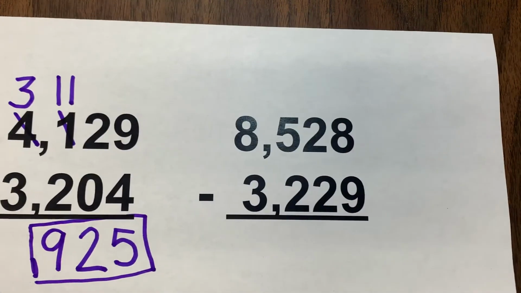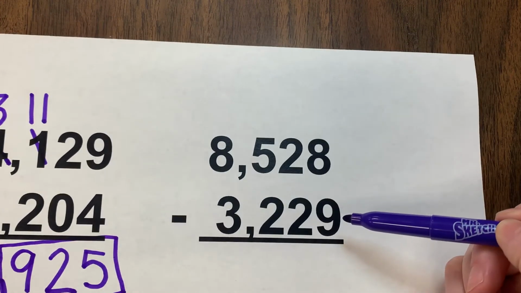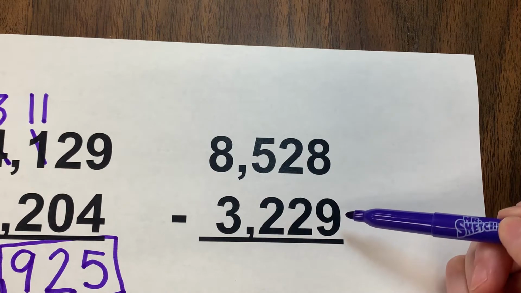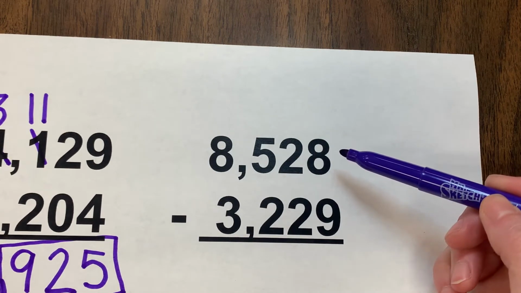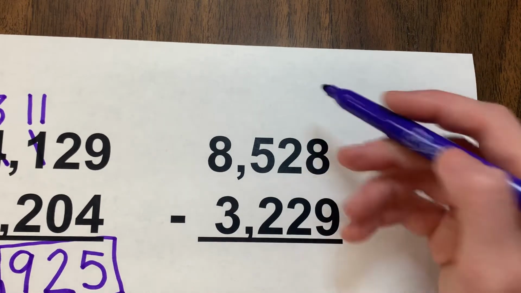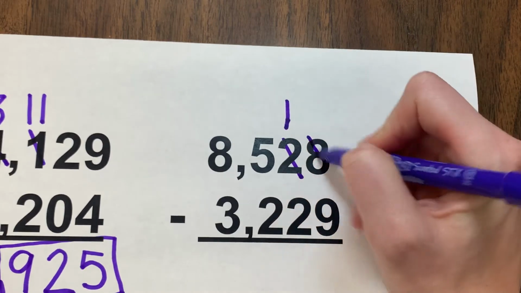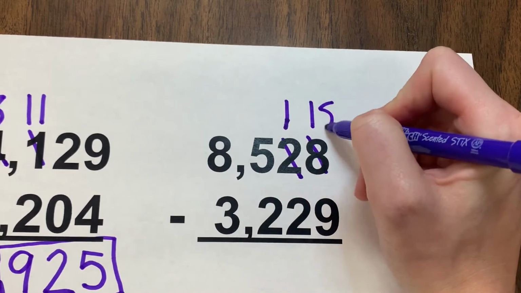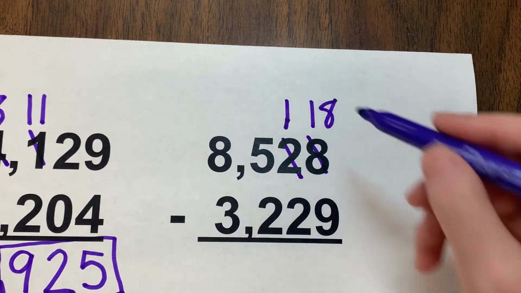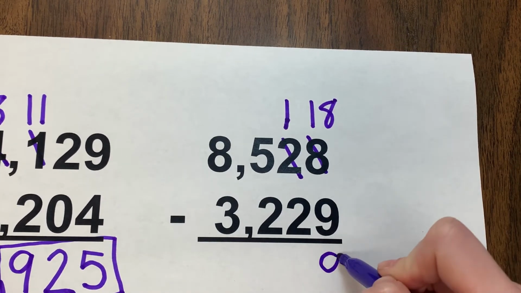Let's try another one. We're starting with 8 minus 9. We can't do 8 minus 9. If I only have 8 cookies, you cannot take 9 from me. I only have 8. So the 8 needs to borrow from the 2. The 2 becomes a 1. And that 1 goes in front of the 8 to make 18. 18 minus 9 I can do. 18 minus 9 is 9.